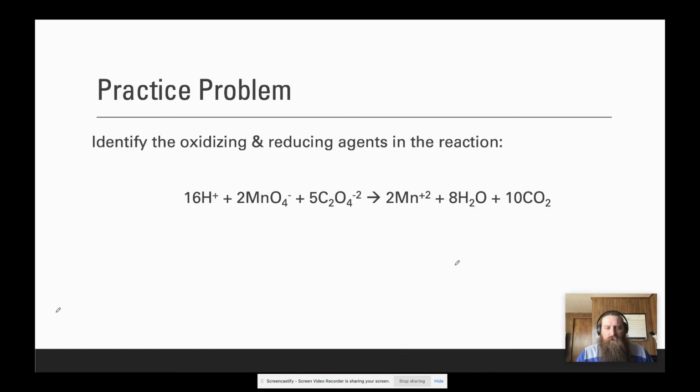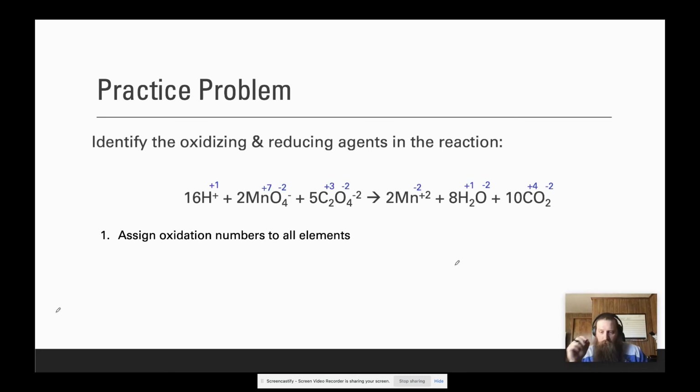Identify the oxidizing and reducing agents in this reaction. The first step is to go through and assign oxidation numbers to all the elements. All right, so there they are. Now let's make sure we understand how we got there. The first one, I just have a solo element, hydrogen, and it has a positive charge, so the overall charge for hydrogen must be +1.